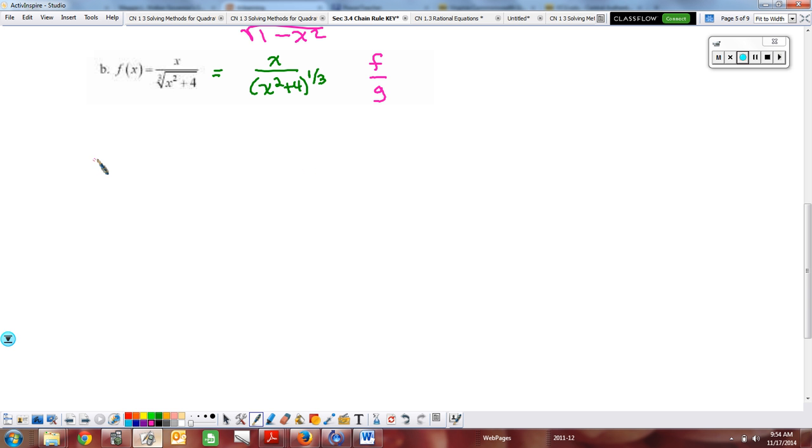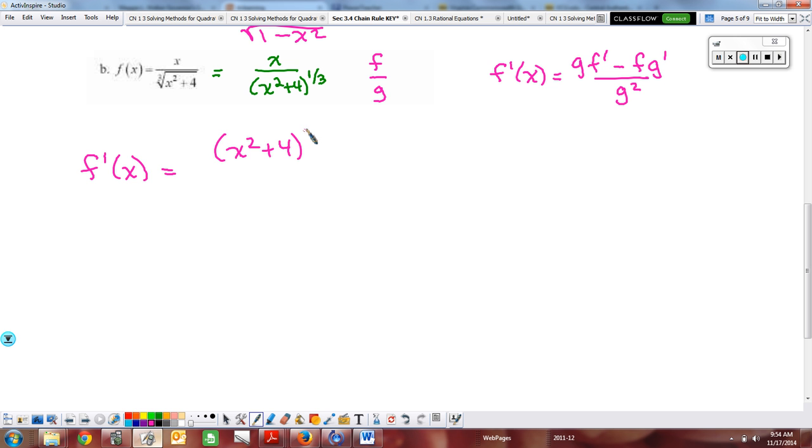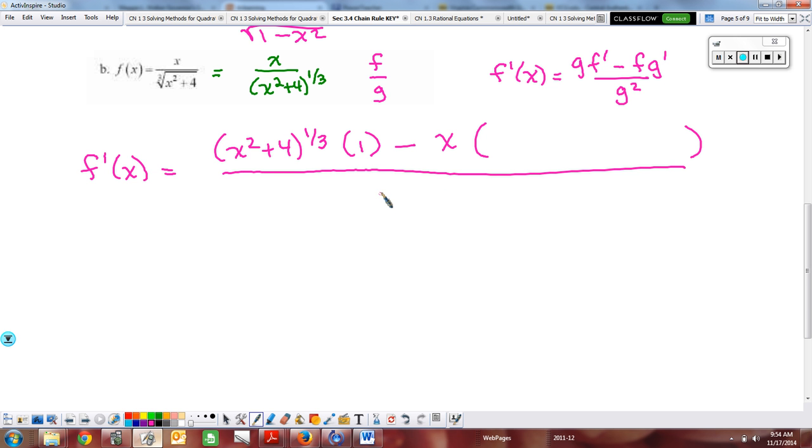All right, so let's remember that our quotient rule, I'll write it up here, f prime of x is going to be low d high minus high d low all over low squared. So that's basically what I'm doing. And the ones that are hard, when I go to do the derivative of the low, I'll do that kind of separately. So we have our low d high, that's nice, 1, minus our high d low, I'll put a big parentheses, come back and fill that in, all over the low squared, x squared plus 4 to the 1/3 squared would be to the 2/3.